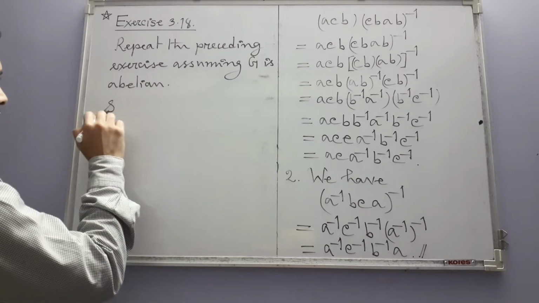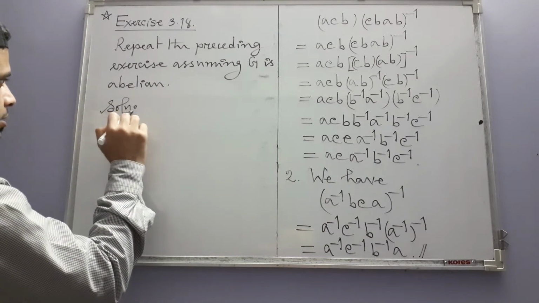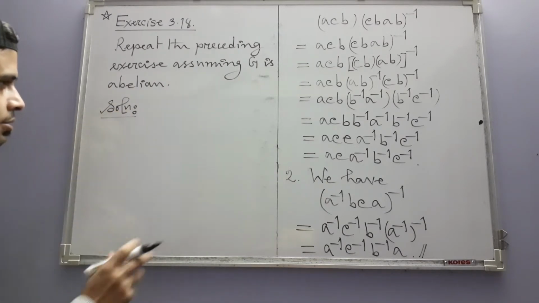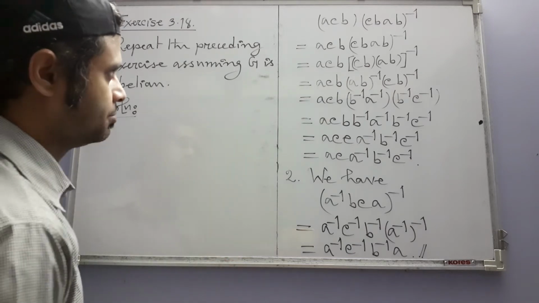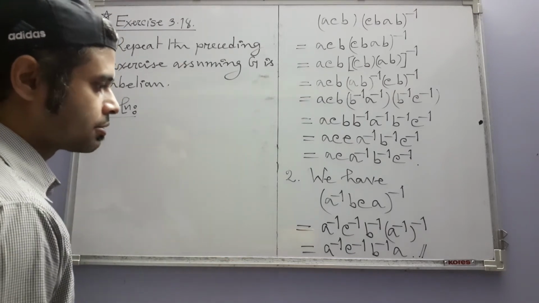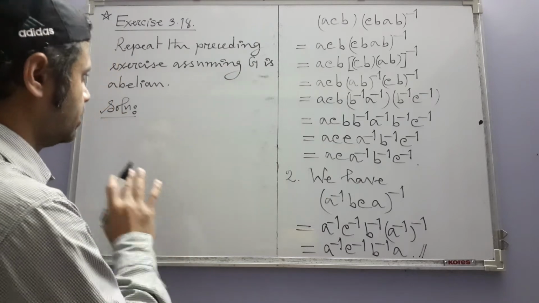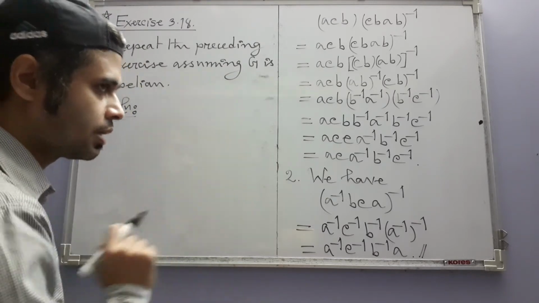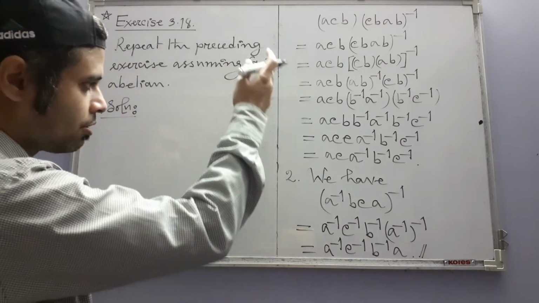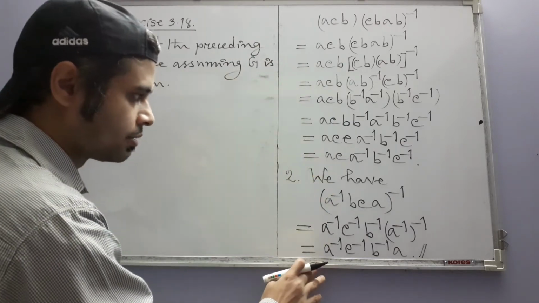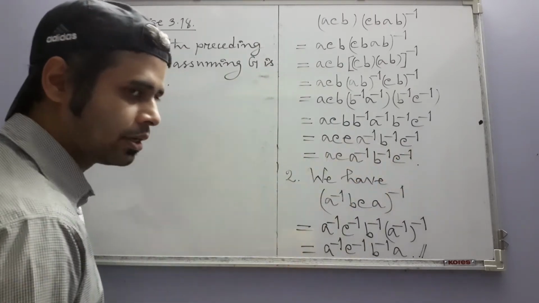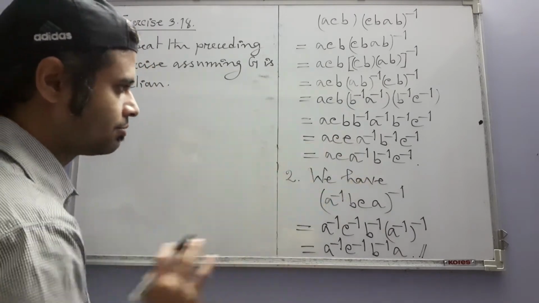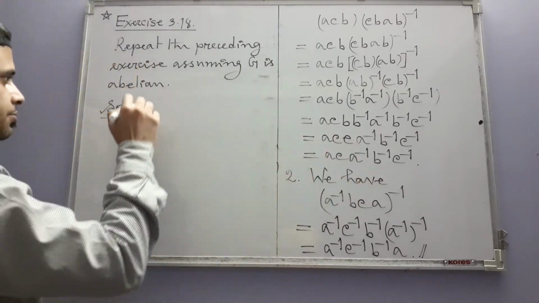Now this extra hypothesis that G is abelian allows us further simplification. So what do we have to do here? We have to simplify those same expressions. Since we already have got this much, we start from where we left off in the previous exercise.